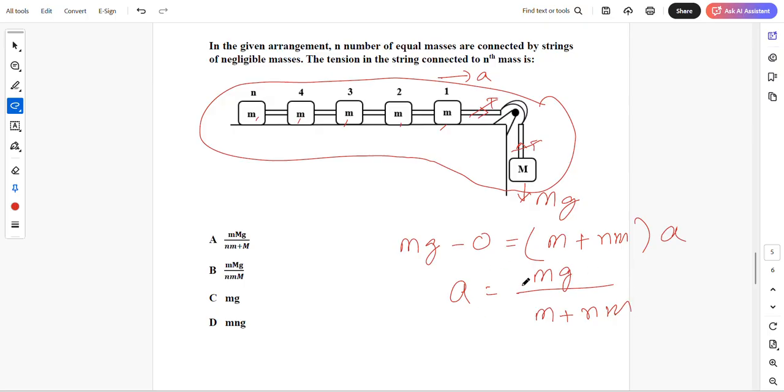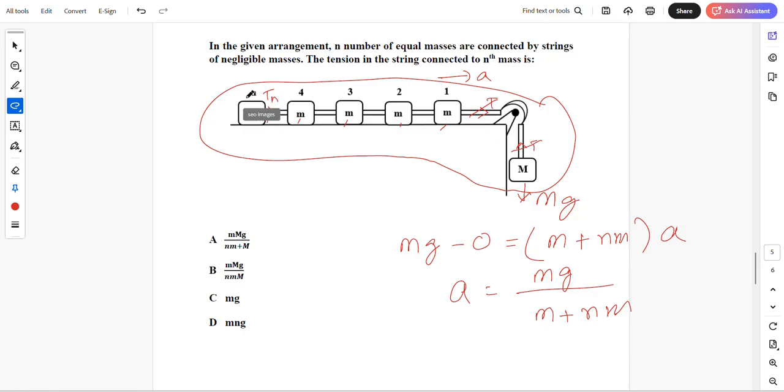Okay, we got acceleration. But you are supposed to calculate the tension in the string connected to the nth mass. Where is the string connected to the nth mass? It is here. So you know that this is the tension Tn. How to calculate this tension Tn? Use what? Newton's laws of motion here.